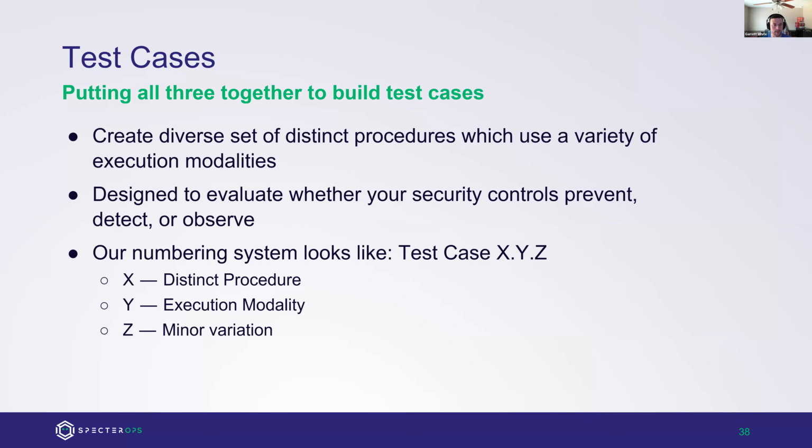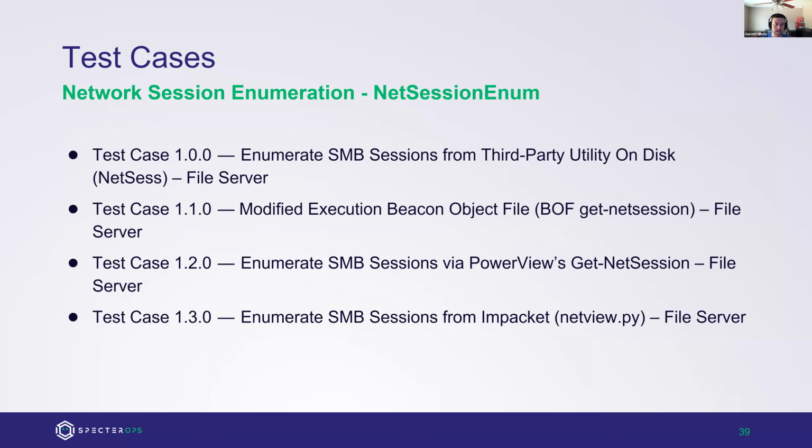So what we do is we use a numbering system. The X, the first number there, is going to be our distinct procedure. We talked about the three: NetSession enum, NetWkstaUserEnum, and reg query, reg enumeration. Then our Y in the test case is going to be execution modality. It's going to be PowerShell, BOF, proxy execution. And then Z, just like I talked about on the last slide, that's going to be our minor variation. So in the case of user hunting, we're going to alternate what machine we target, either across segments or type, workstation or servers.